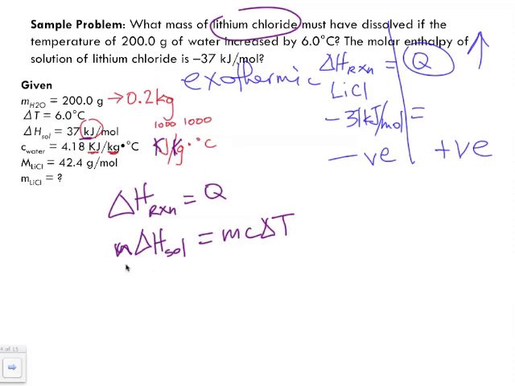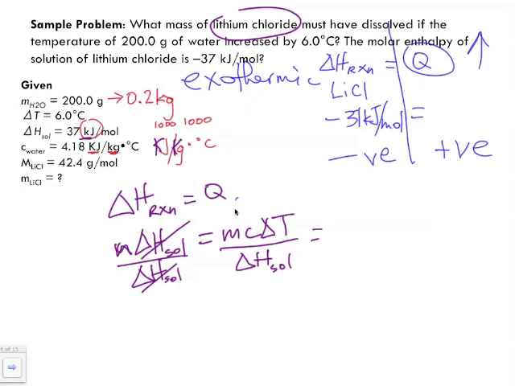So what we're going to do is get rid of this delta H of solution. To do that, we're going to divide this side by delta H of solution, divide this side by delta H of solution. So now those divide out, and all we're left with is n is equal to mc delta T over delta H. So let's substitute our numbers.